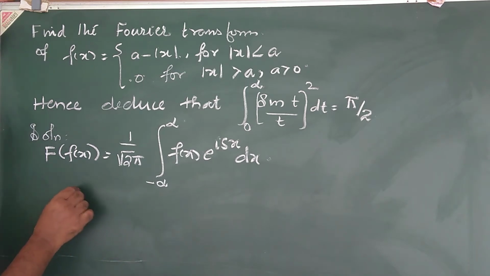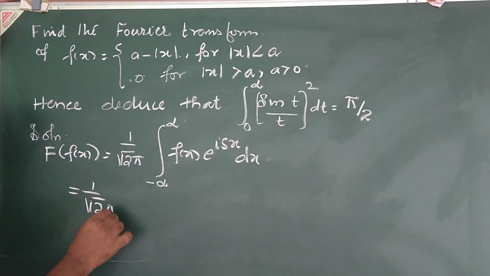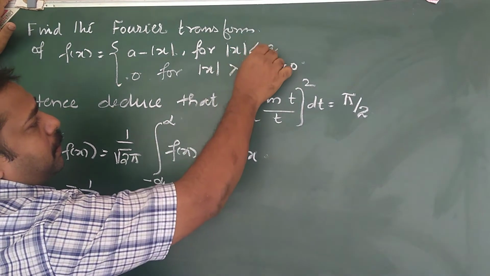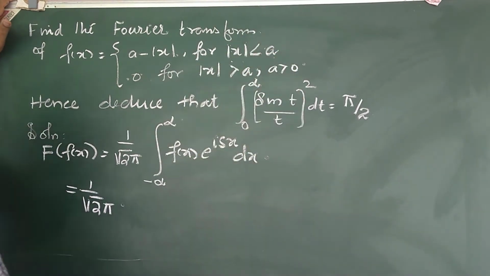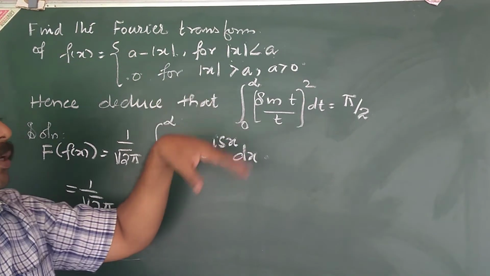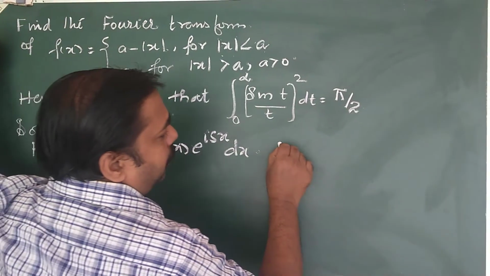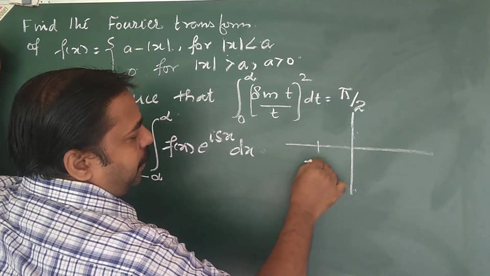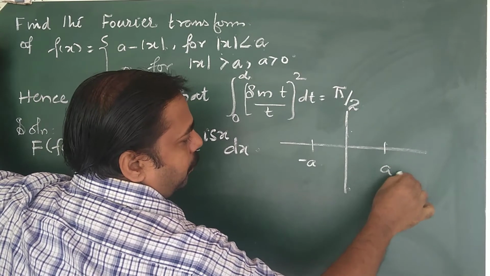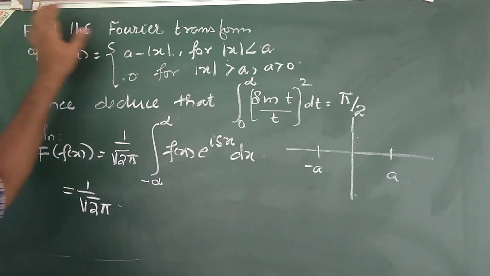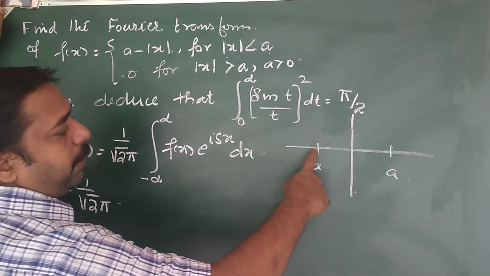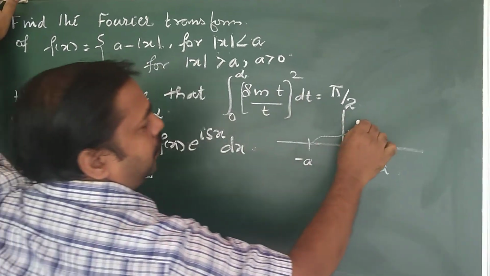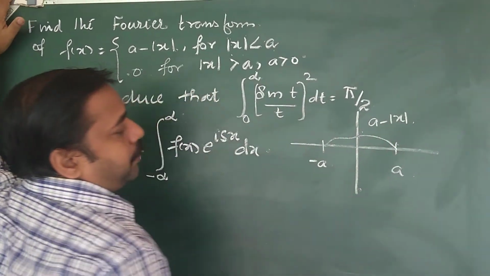So this is equal to 1 by root 2 pi. Our function is defined in the interval modulus x less than a. For modulus x less than a, the function is a minus mod x. So what is modulus x less than a? This is minus a, this is plus a. So modulus x less than a means in between minus a and plus a. In between minus a and plus a, the function is a minus mod x.